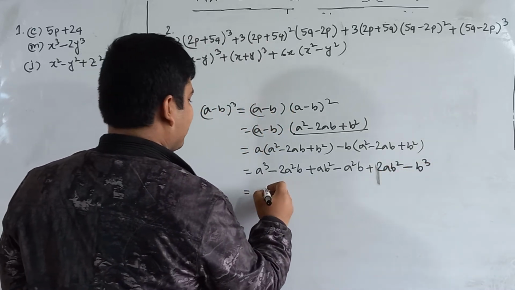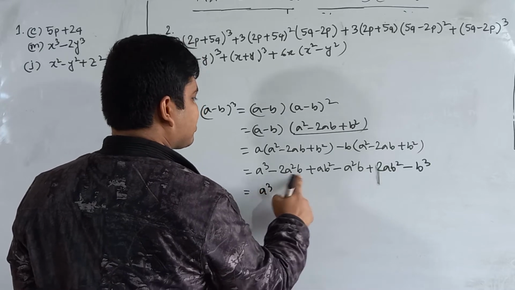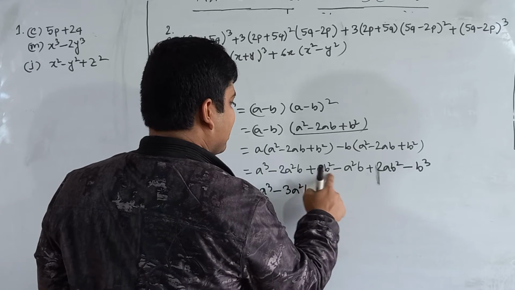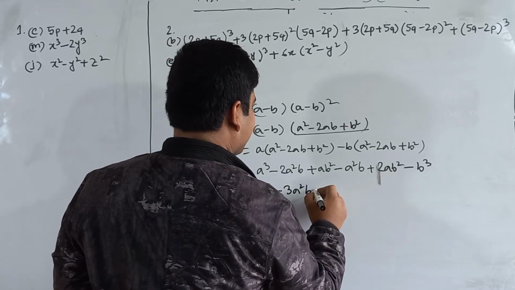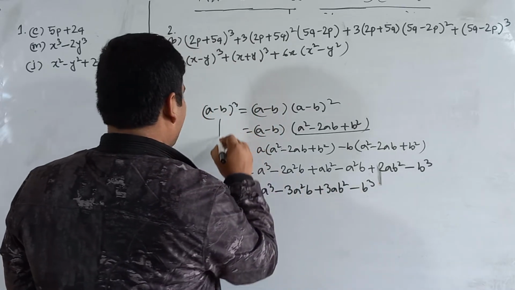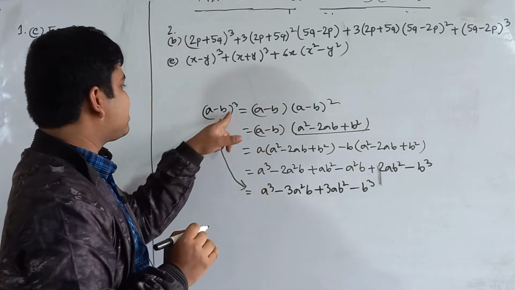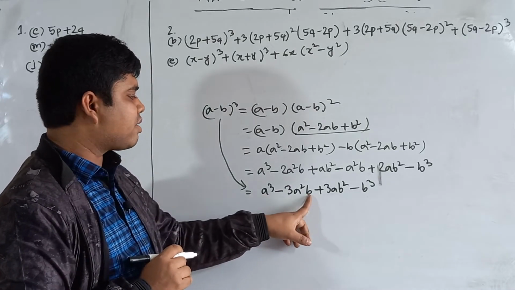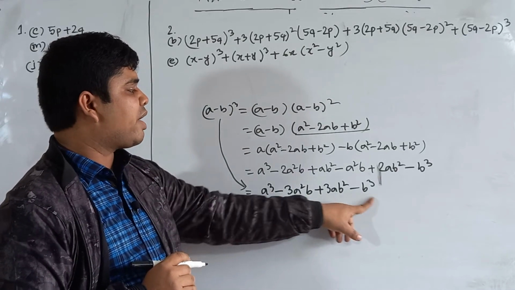Okay, so a cube, then minus 2a square b minus a square b. If we add, then we get minus 3a square b. ab square plus 2ab square, that means 3ab square, minus b cube. So when I ask you a minus b whole cube equals what, you must answer a cube minus 3a square b plus 3ab square minus b cube.